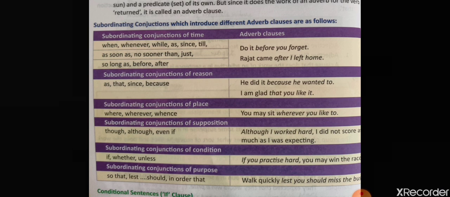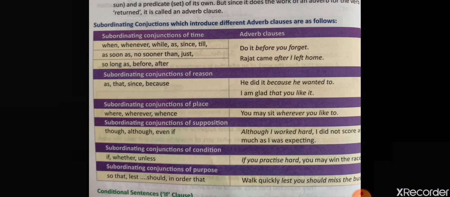Similarly, for reason: as, that, since, because. For place: where, wherever, whence. Subordinating conjunctions for supposition: though, although, even if. Subordinating conjunctions of condition: if, whether, unless. Subordinating conjunctions of purpose: so that, lest, should, in order that.